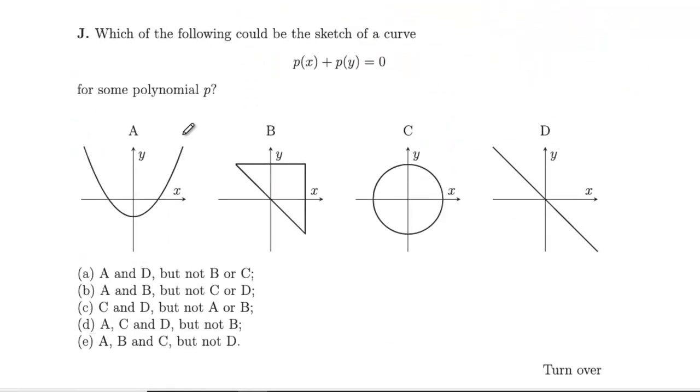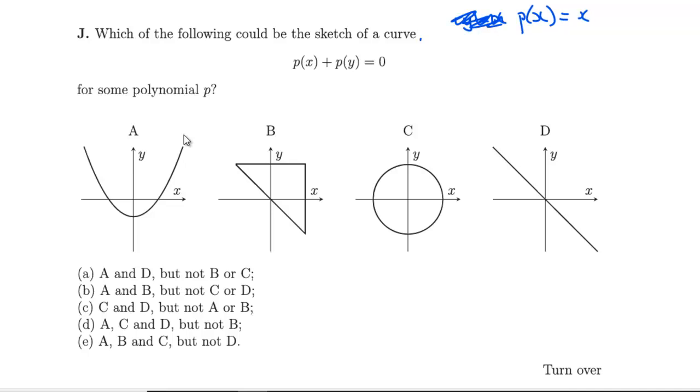Right, J. Which of the following could be a sketch of the curve p(x) plus p(y) equals 0 for some polynomial p? Right, p(x) plus p(y) equals 0. So we've got some polynomial. We've got to produce one of these things. So we could have, for argument's sake, y equals x. Actually, let's say p of x is probably a better way of putting it, because we've got y's elsewhere, is equal to x, say.